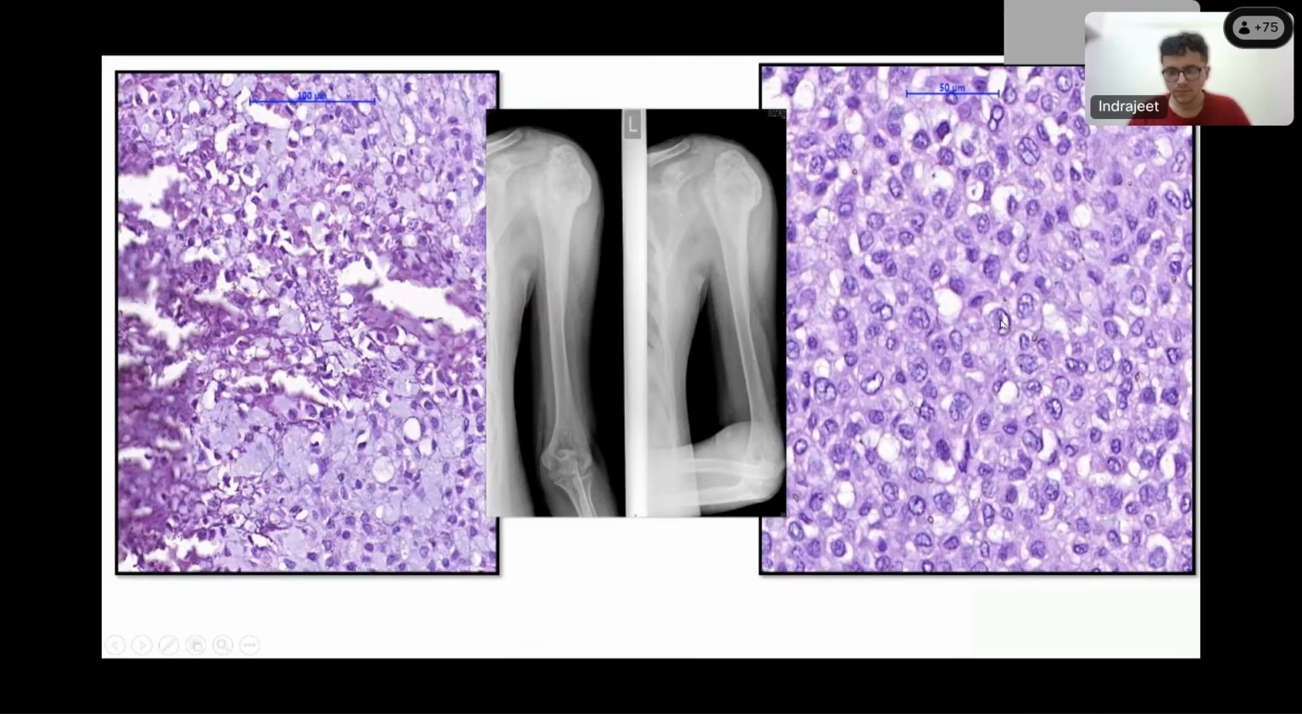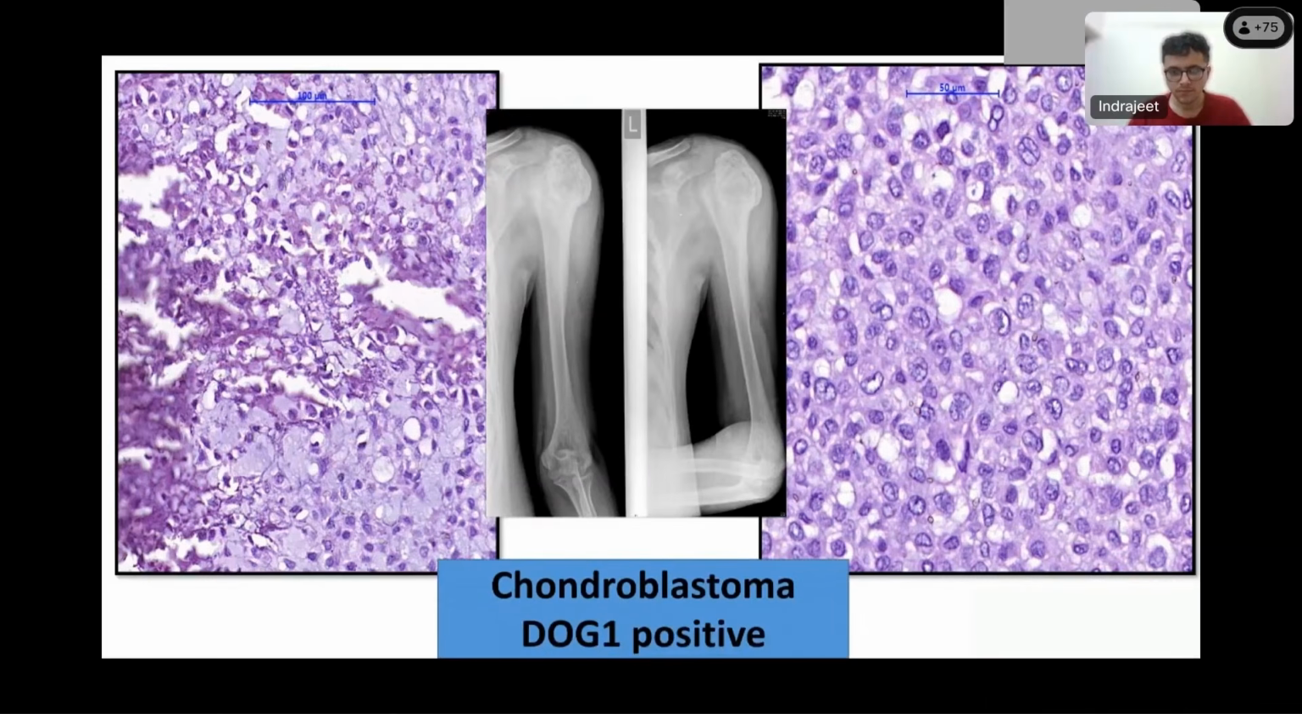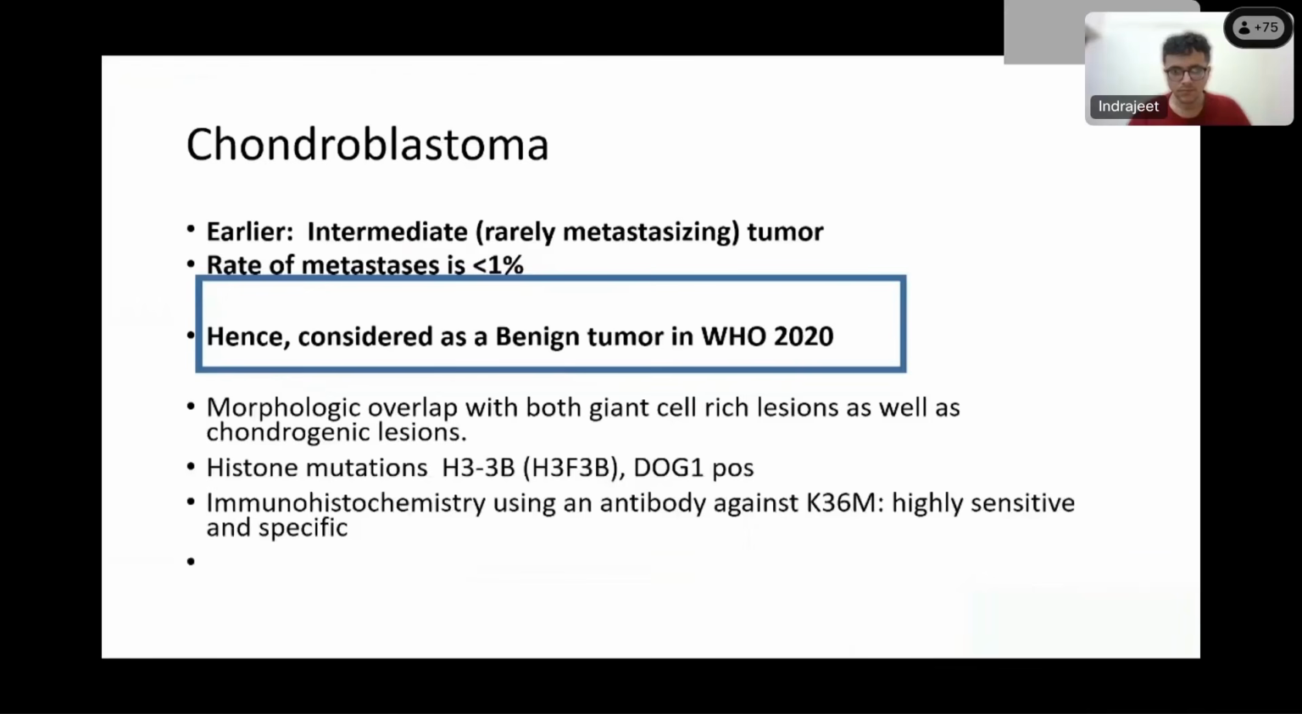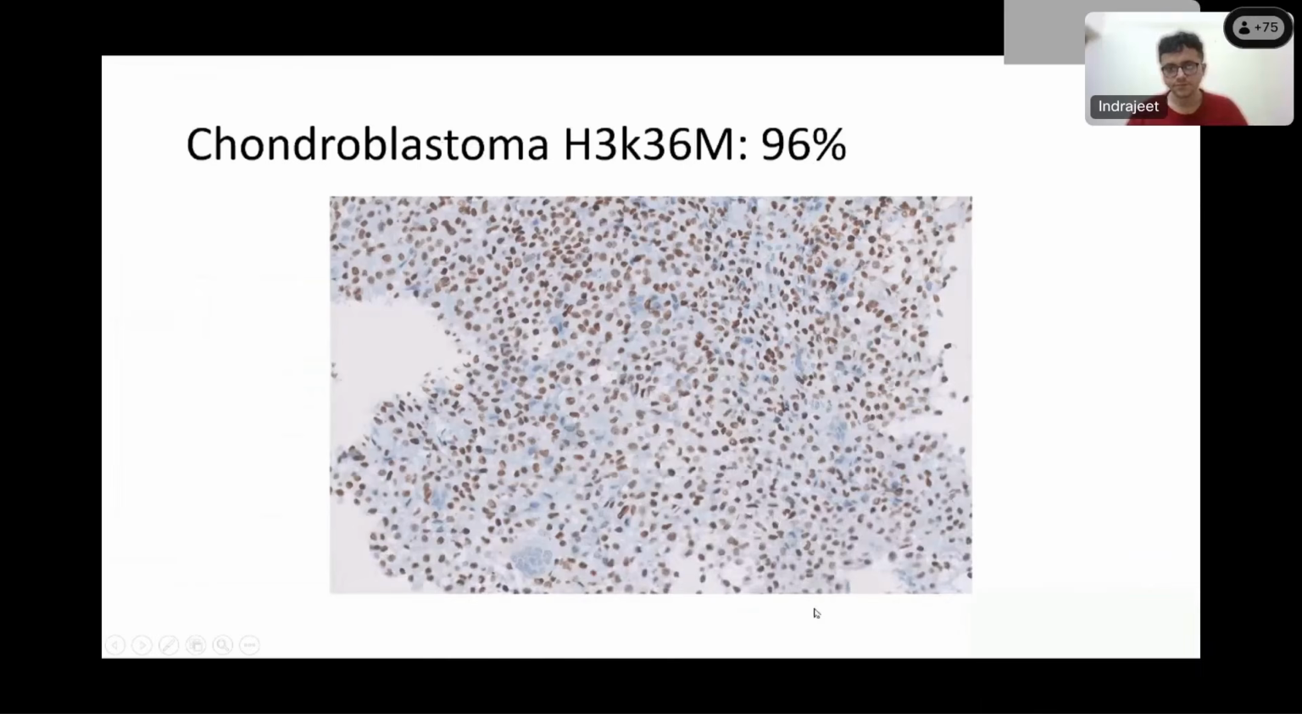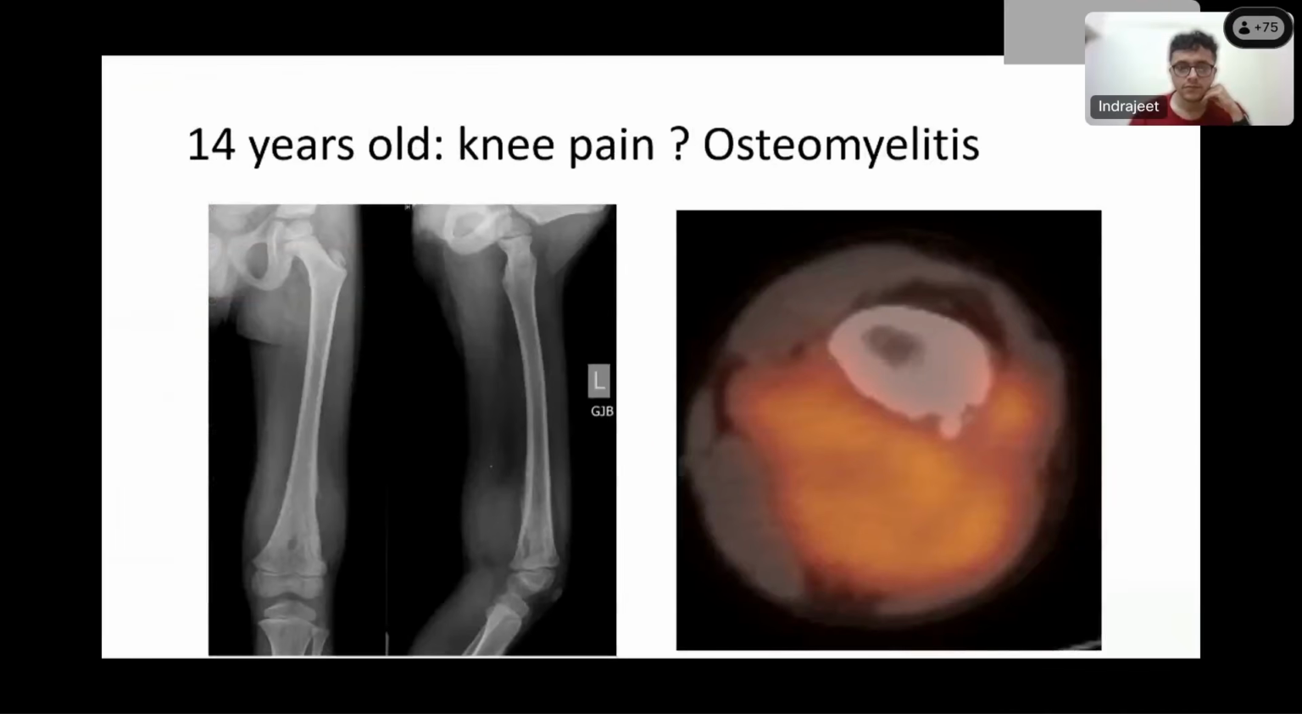of chondroblastoma. Okay, so this is a chondroblastoma which is DOG1 positive, and this also has a histone positive, which is H3K36 or 35. And 96% of chondroblastomas show this positivity. It's a great adjunct to the diagnosis of chondroblastoma. And trust me, this can be a very, very big trap in the diagnosis of bone tumors because it can mimic osteosarcoma quite closely in some cases. In fact, chondroblastoma, like osteosarcomas, is a debatable entity.